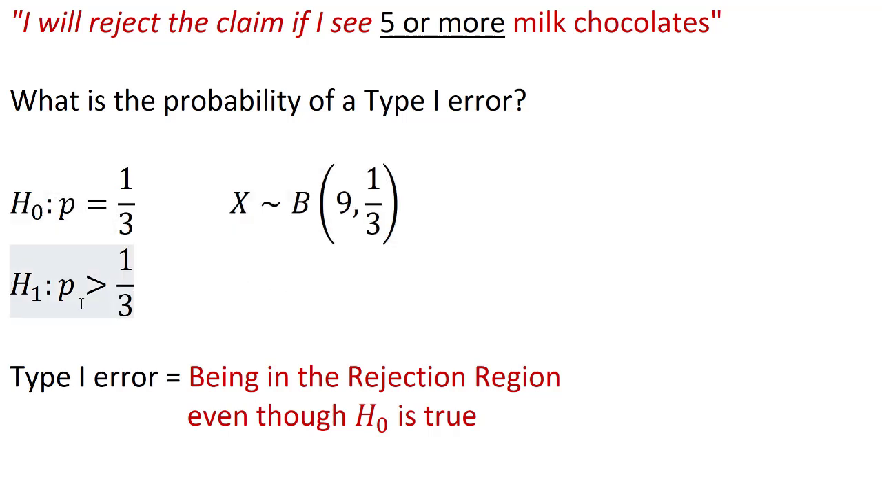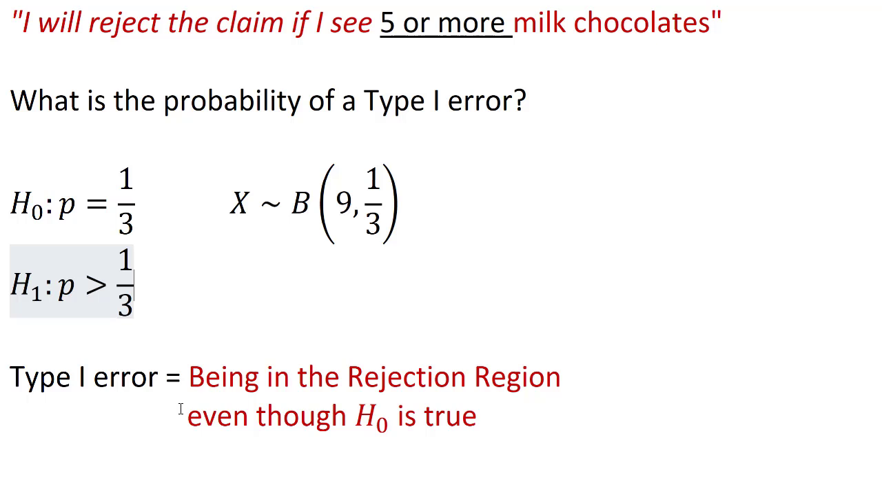The alternative is greater than, because although the opposite of the box saying it's 1/3 milk should be it's not 1/3 milk, not equal to, the way that this person has decided to set up the hypothesis test is clearly one-tailed. I will reject the claim if I see 5 or more milk chocolates. And so we must set it up like that.